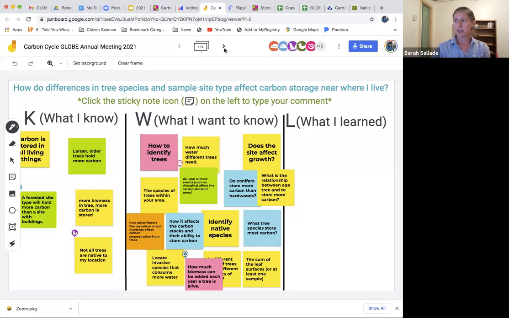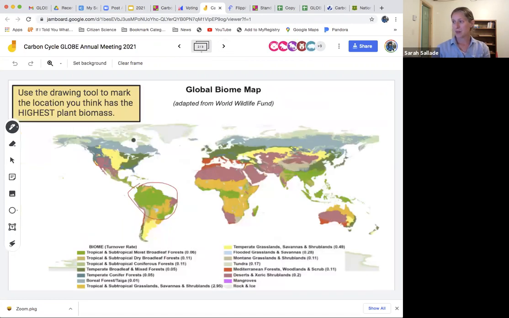And we're going to click at the top of the page on frame 2. The map will come up. I see some people have already started. So you're going to use the drawing tool to mark the location that you think has the highest plant biomass. You can see the key at the bottom tells you the different biome types.